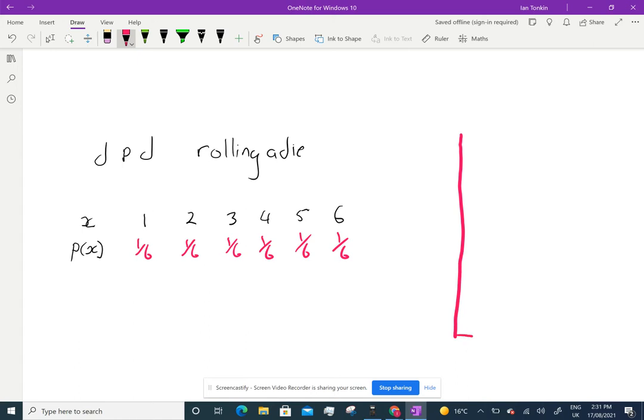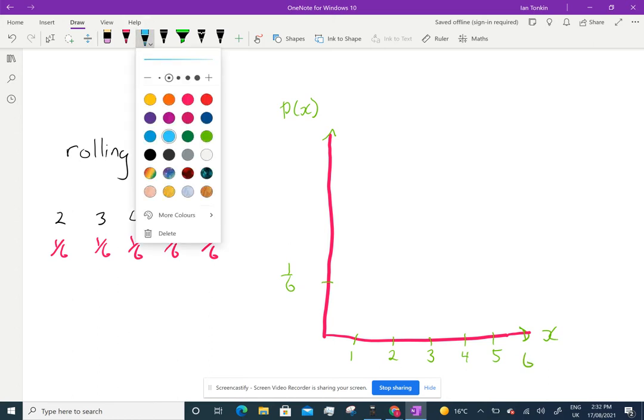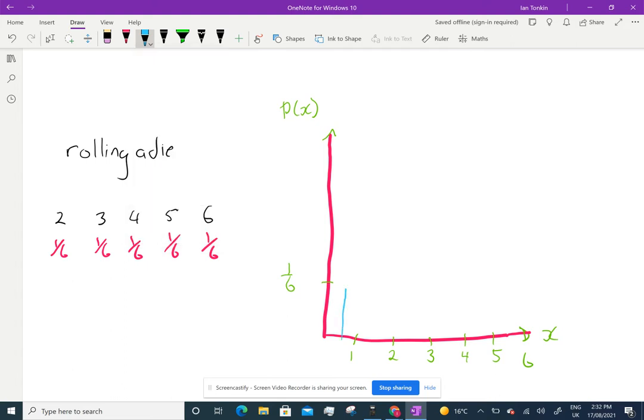Well, imagine I've got it along here, and I'm just going to draw a little histogram, and that's a sixth, so that's P of X. And over here, I'm going to have X, and I can have 1, 2, 3, 4, 5, six. And here I go. There you go. There's a graph. It's just a histogram where all the probabilities are the same.